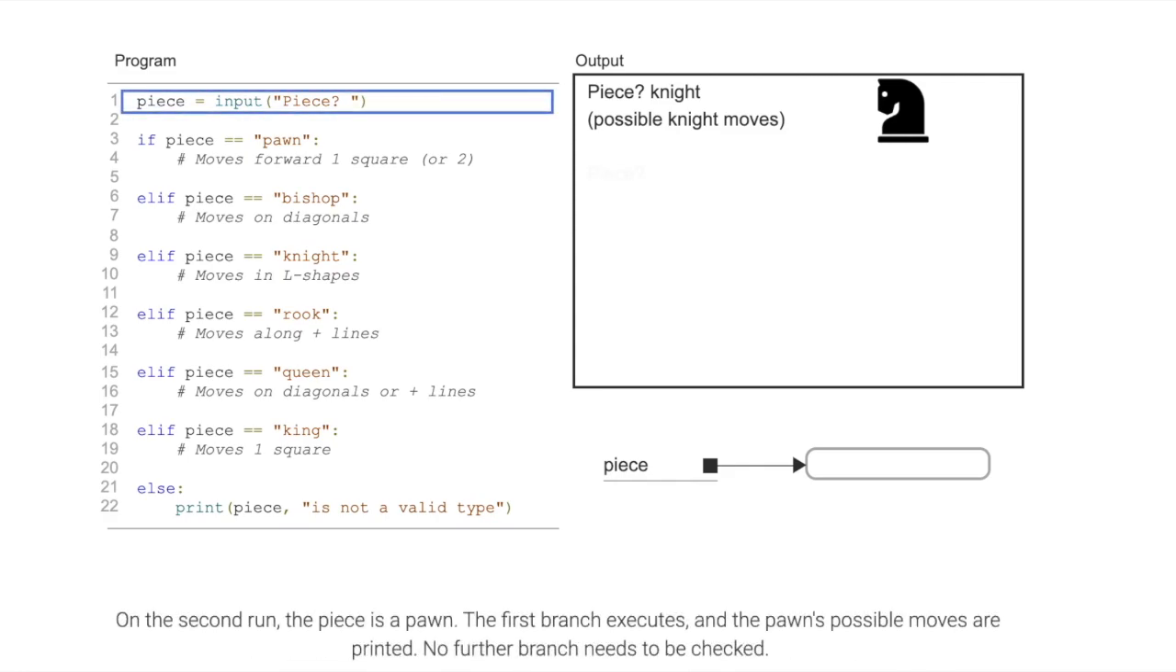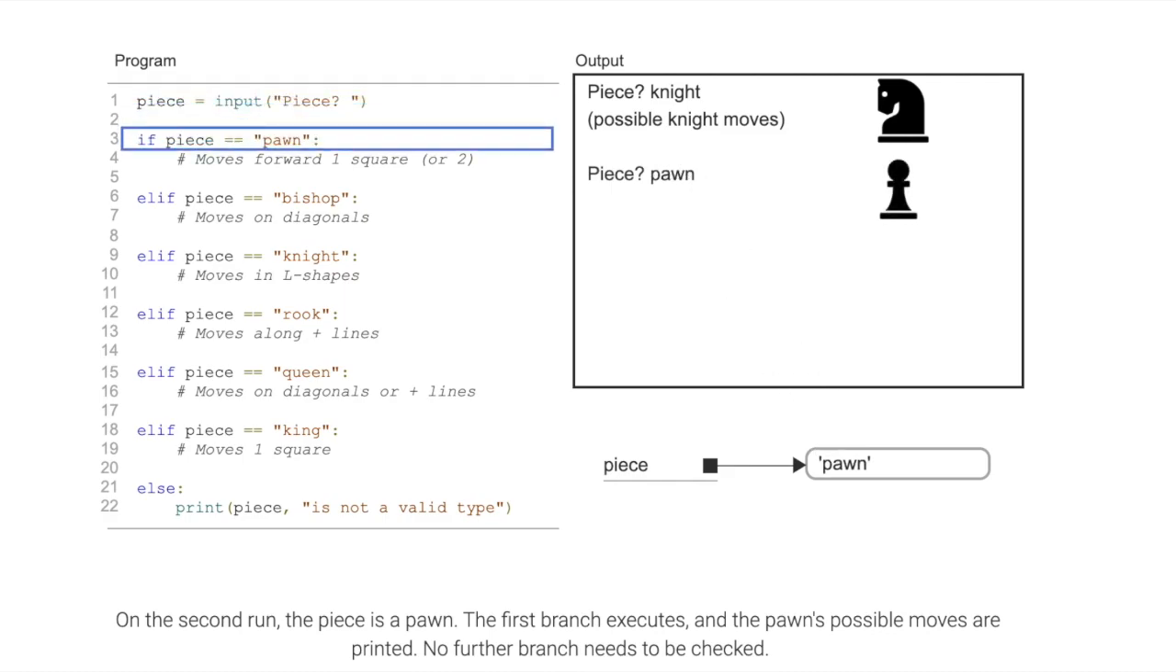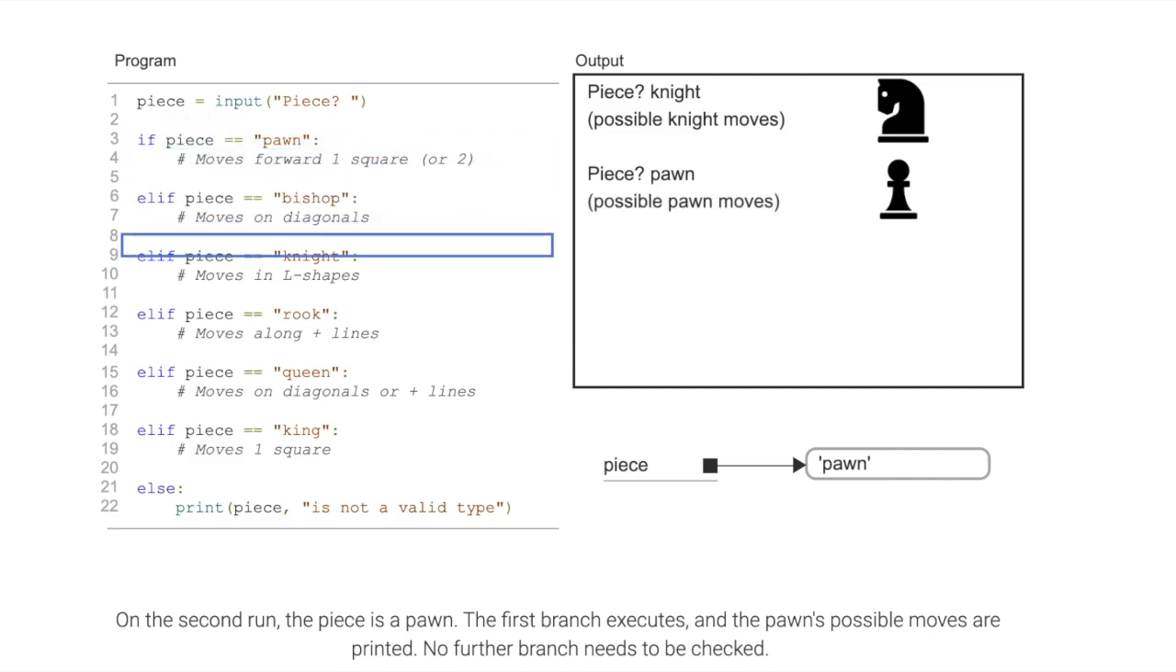On the second run, the piece is a pawn. The first branch executes, and the pawn's possible moves are printed. No further branch needs to be checked.